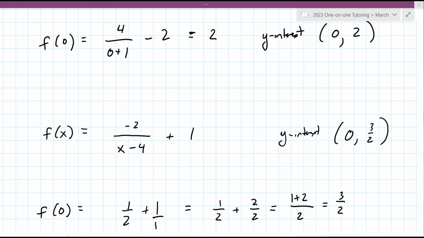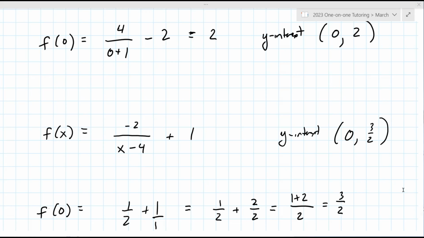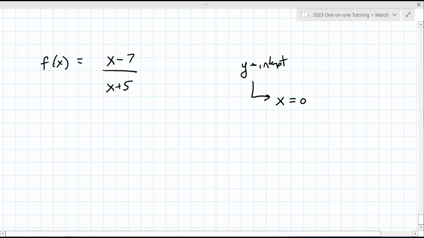Any questions on that before we do a couple more practice problems? No. Okay. All right. Now I'm going to slightly switch up the format on you, but it's the same idea. Let's say f of x equals (x minus 7) over (x plus 5). And all I want here is the y-intercept. So you want to immediately think, okay, that means x is 0. I'm evaluating the function at 0. Can you do that for me, please?